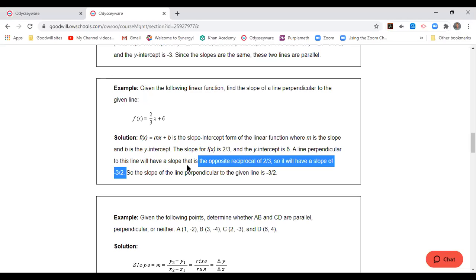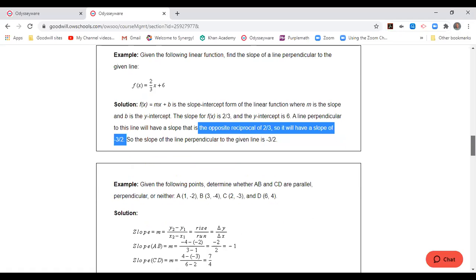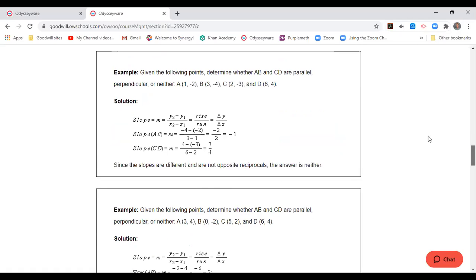So these two rules here are going to be essential to remember. Parallel lines have the same slope. Perpendicular lines have the opposite reciprocal slope. But what if you're just given points? Well, the next example shows you how to go through that. You've got to remember how to do those calculations.